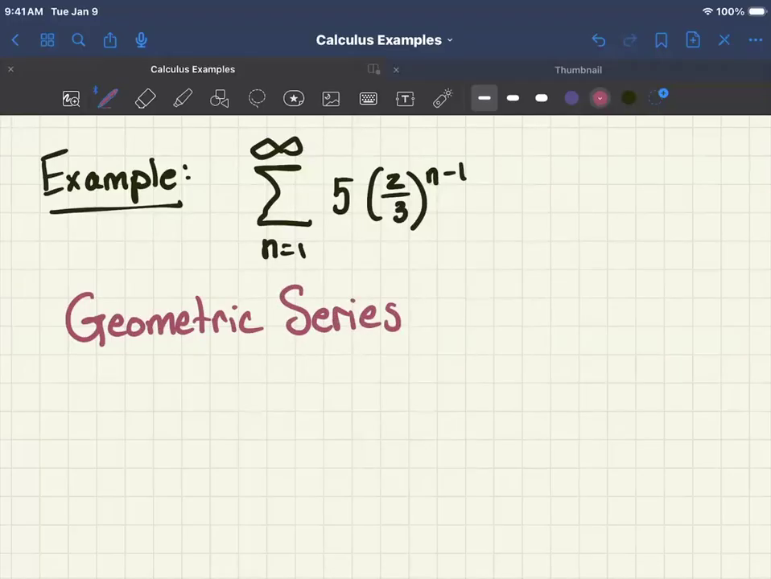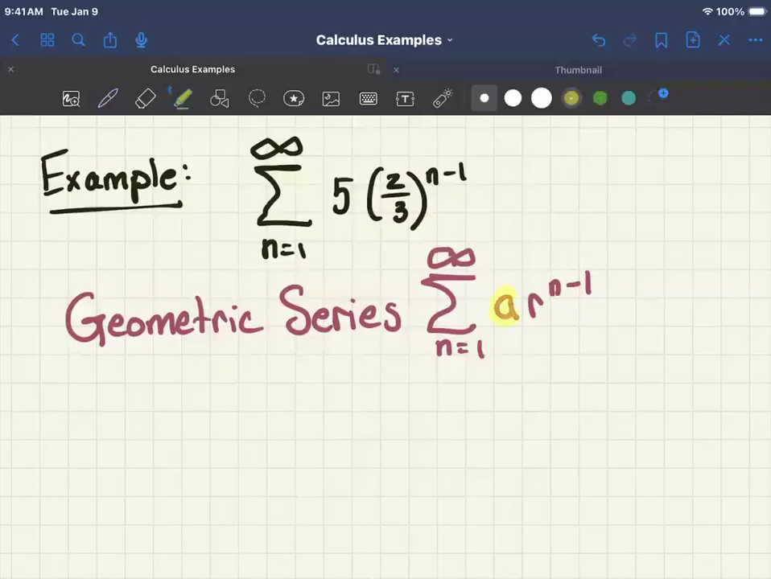Now, this one is already in the form that we want to see it in, and that is n is equal to 1 to infinity of a times r to the n minus 1. So we have two things in a geometric series that we are concerned with. We have the number a, and what is our r value going to be? Those are the two pieces of information that you need to identify to solve a geometric series.